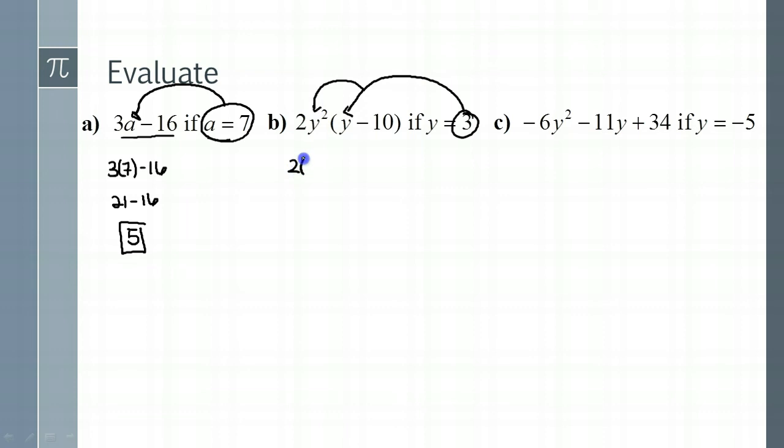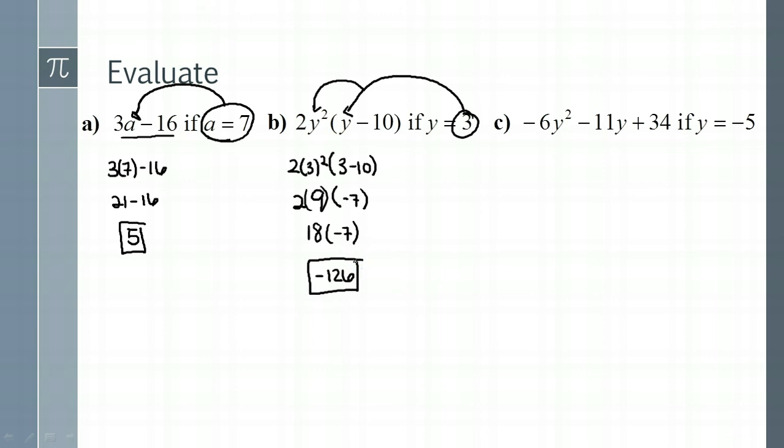So we're going to have 2 times 3 squared times (3 minus 10). Order of operations tells me to deal with my parentheses first, so that's negative 7, 3 minus 10. Next I'm going to deal with my exponent, so 3 squared is going to give me 9. And I still have a 2 being multiplied out front. 2 times 9 gives me 18, and I'm going to get 18 times negative 7. So let's find out what 18 times negative 7 is. Negative 126. And that's going to be our answer.